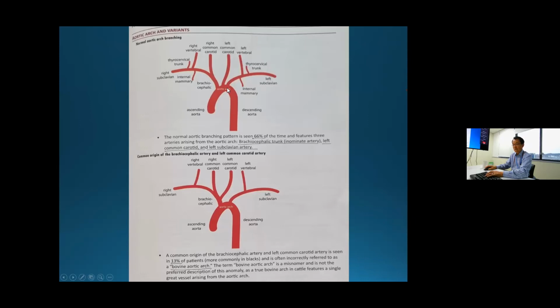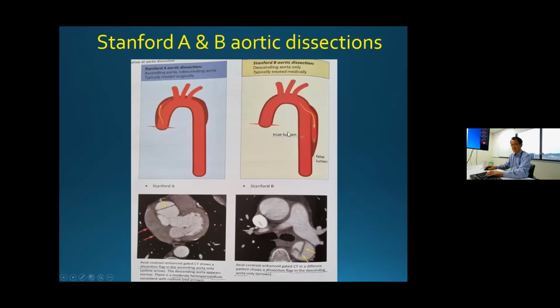Normally, okay, subclavian, left vertebral first, then left common carotid, right common carotid, okay, and the right vertebral. But there's some kind of anatomical variation. The left side can arise from the right side subclavian. Sometimes it's an anatomical variation, which is confusing. But the important thing is the aortic dissection.